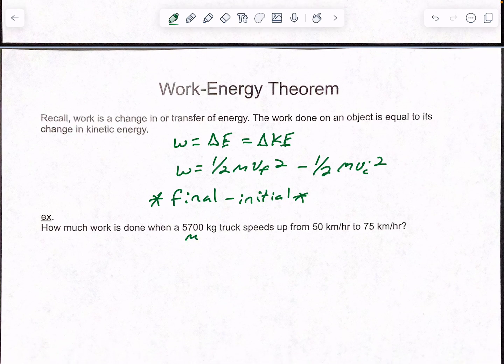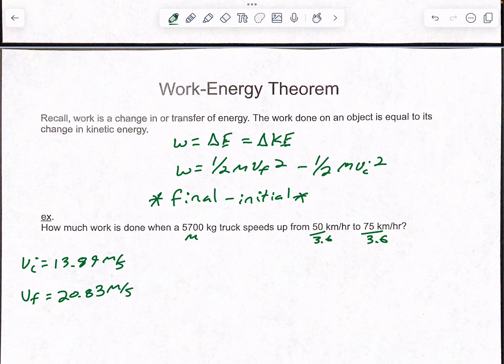It says how much work was done when a 5,700 kilogram truck speeds up from 50 kilometers per hour to 75 kilometers per hour. So we're looking for work, and I have a mass. I cannot use these units, so I'm going to divide by 3.6 to fix these. We get a new velocity: my VI comes out to be 13.89 meters per second, and my final velocity comes out to be 20.83 meters per second.